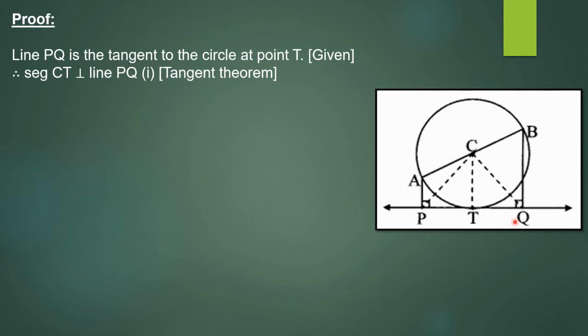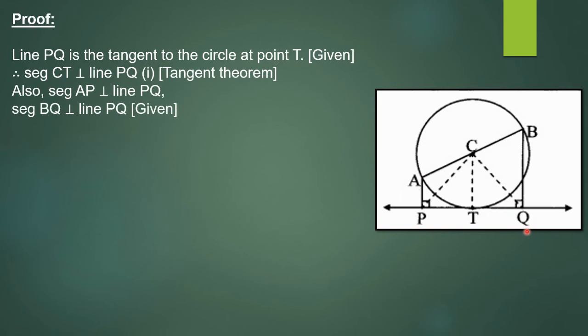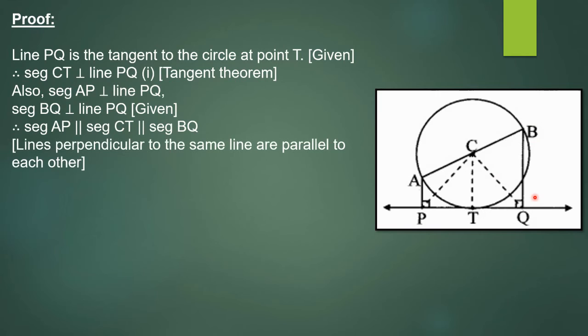Also, AP will be perpendicular to line PQ and BQ will be perpendicular to line PQ. That is given to us. Therefore, we'll have segment AP parallel to segment CT, which in turn will be parallel to segment BQ. So we have these three lines which are parallel to each other. Hence, we can say that lines perpendicular to the same line are parallel. By this reason, AP, CT and BQ are all parallel.